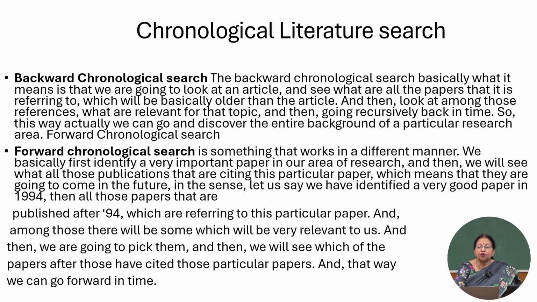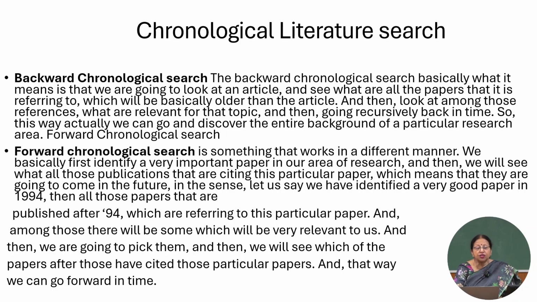Backward chronological search basically means that we look at an article and see all the papers that it is referring to, which will be older than the article. Then we look among those references for what is relevant to the topic, and go back recursively in time. This way, we discover the entire background of a particular research area.